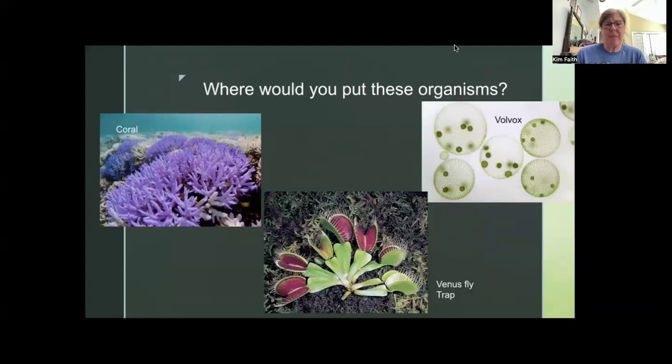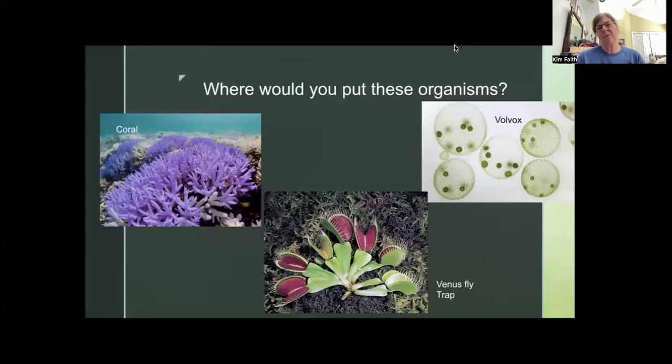A Venus flytrap. I mean, I think that we all call them plants, right? But they eat other organisms. They eat insects. Plants are autotrophs. They don't eat other organisms. So where would you put that organism?